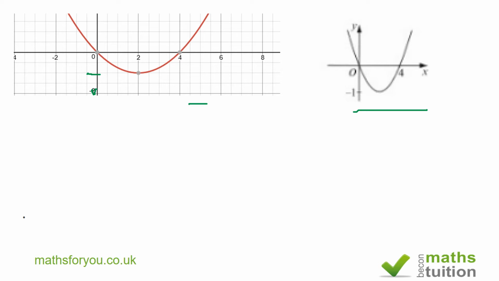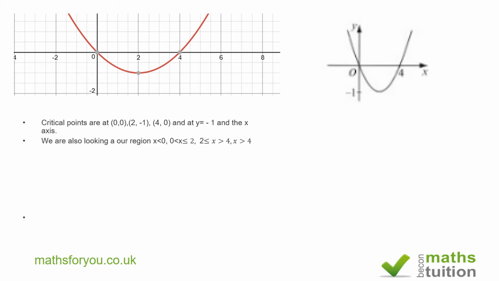Right, okay, now two things to note here are that there are critical points and there are 4 regions there. Now the critical points are at 0, 0 and at the point 4, 0 there. So those are critical points there as well. And also at the minimum point 2, -1 there. Now the regions are there, and also there and there.